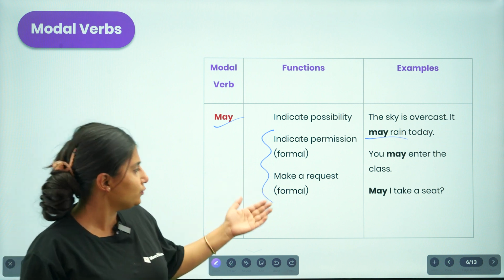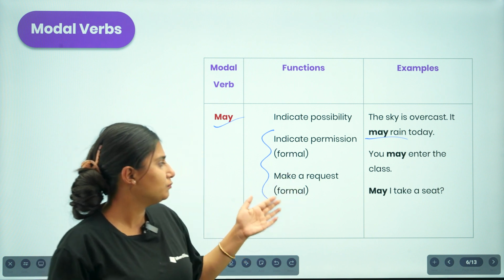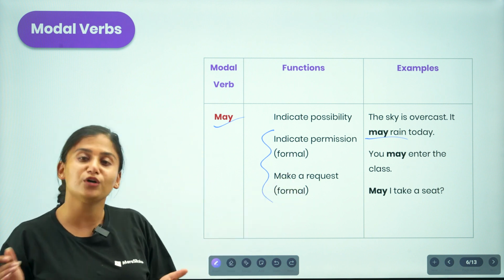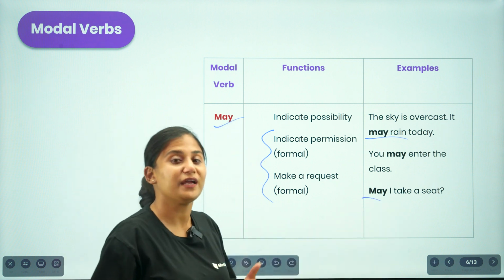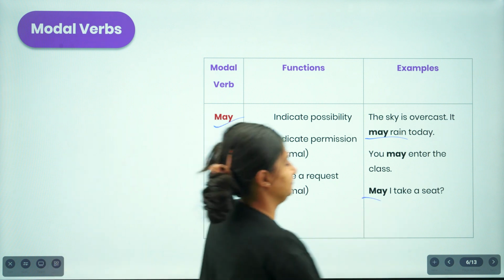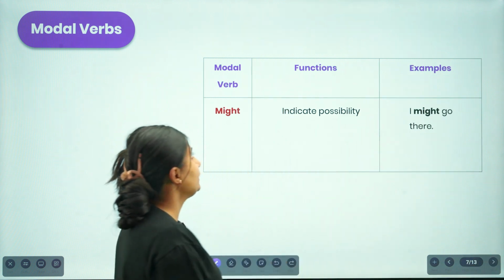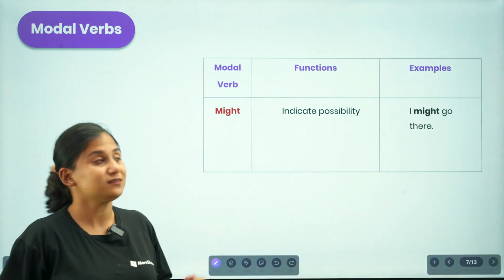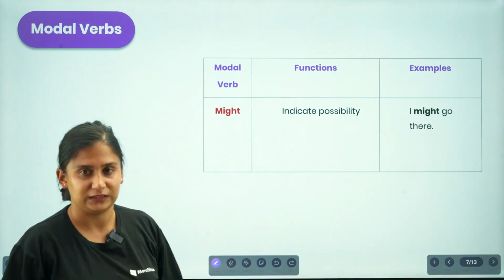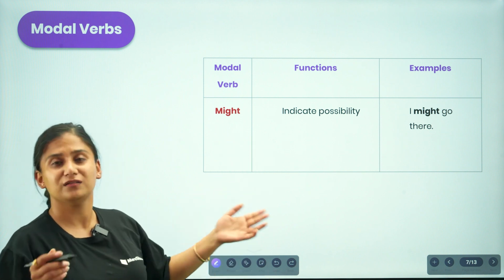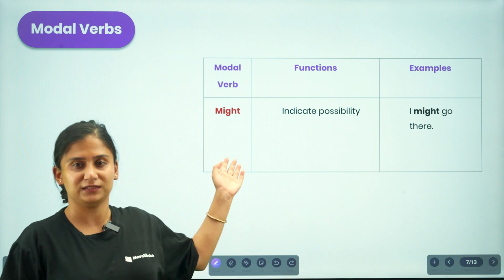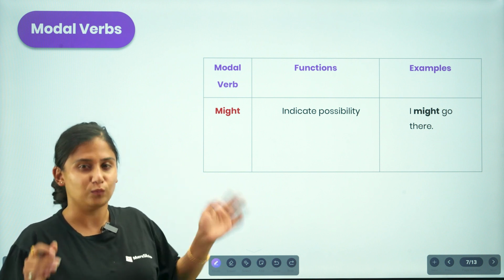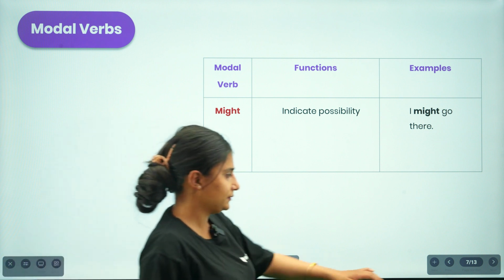So moving on, we also make a request. In order to make a formal request, we use may. For example, may I take a sheet, or may I have this water? Moving on, might also indicates possibility. Similarly, this works the way we use may, but this emphasizes the past tense more than the other tenses.